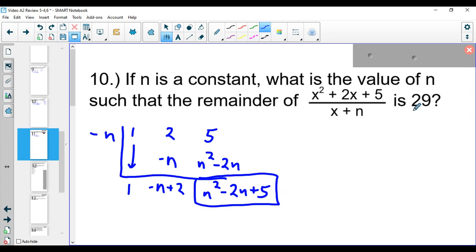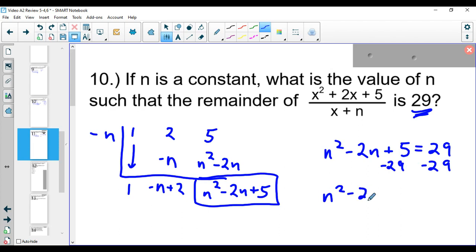Now it's not divisible this time because they're saying the remainder is 29. So essentially that equals 29. Let's set it up. N squared minus 2n plus 5 equals 29. This is just a quadratic equation. We know how to solve these. Take away 29 from both sides, which gives us n squared minus 2n minus 24 equals 0.